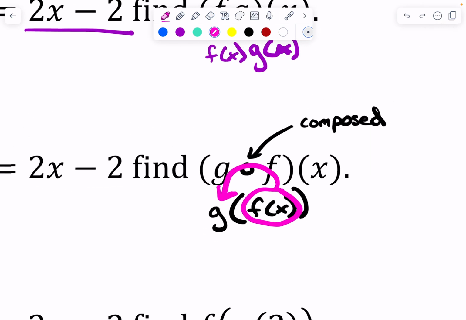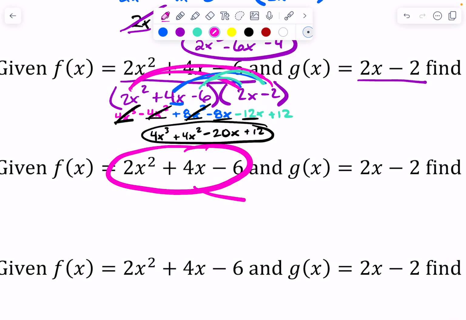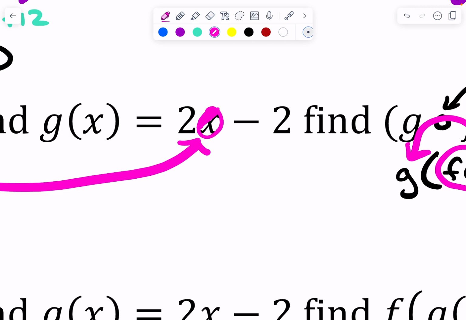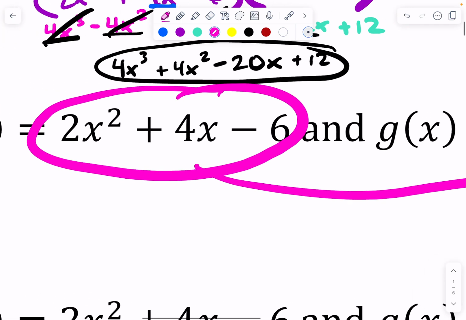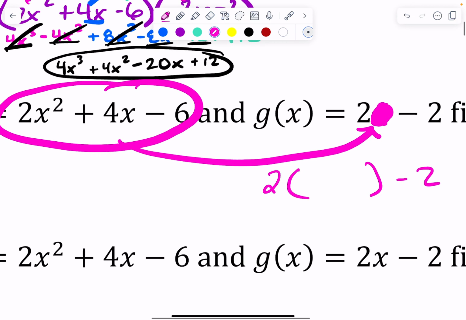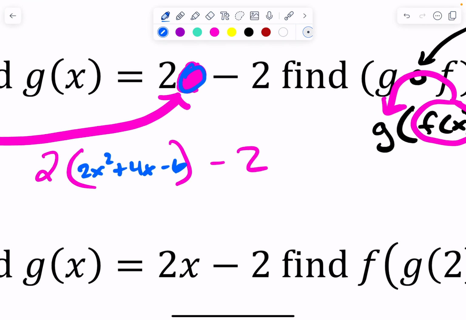Okay, so f of x is going into g. Where that x was is now not going to be there anymore. It's going to be all that stuff in its place. So instead of 2x minus 2, this x is not there anymore, and now it is all that junk: 2x squared plus 4x minus 6. It's just replacing this little spot.